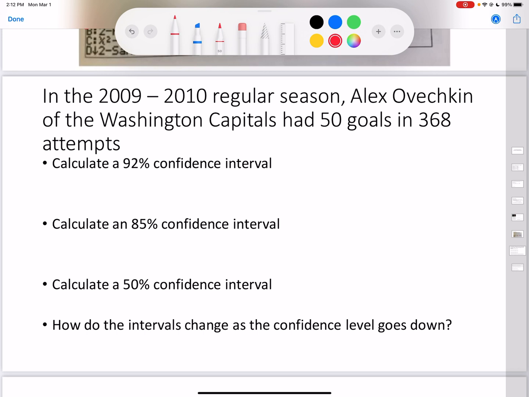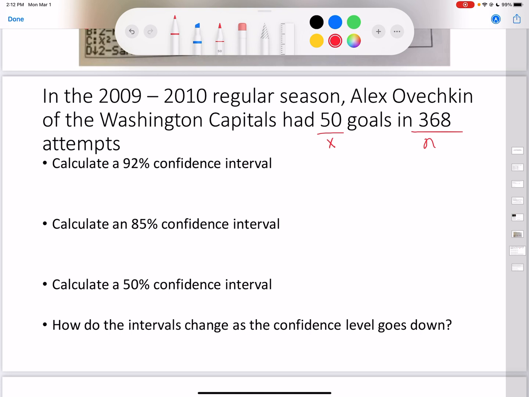2009-2010 regular season, Alex Ovechkin of the Washington Capitals had 50 goals. That's his number of successes in 368 attempts. So that's his n. So we know the x value is going to be 50. The n value is going to be 368. And we're going to calculate a 92% confidence interval.